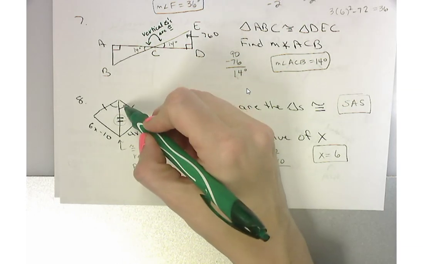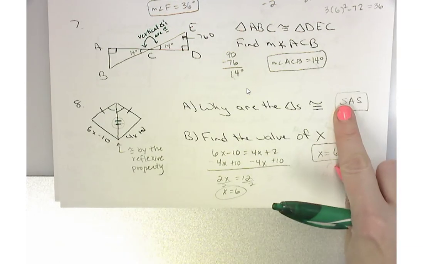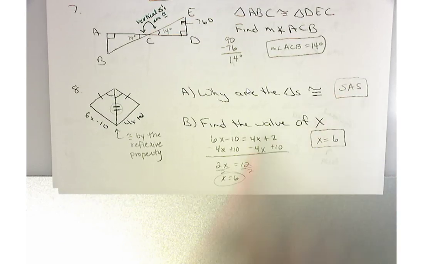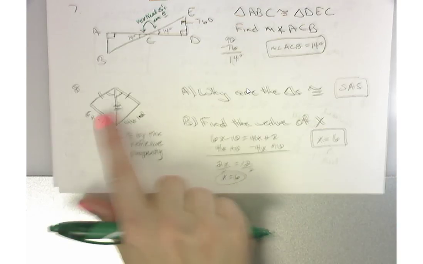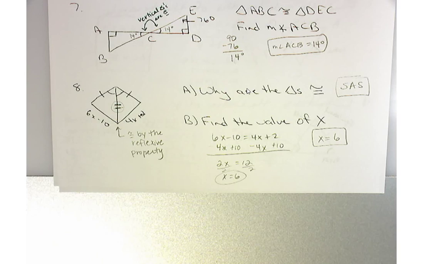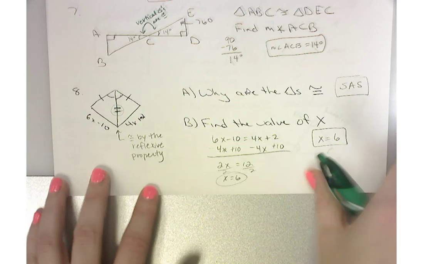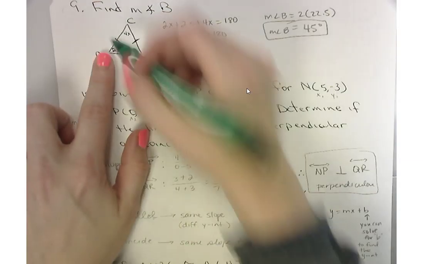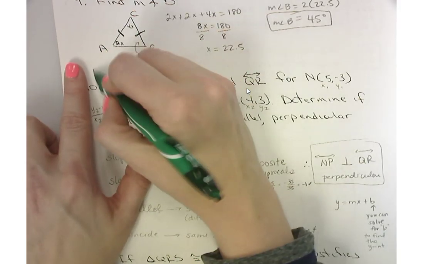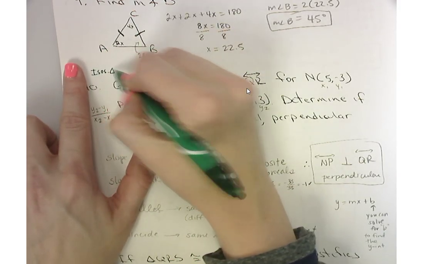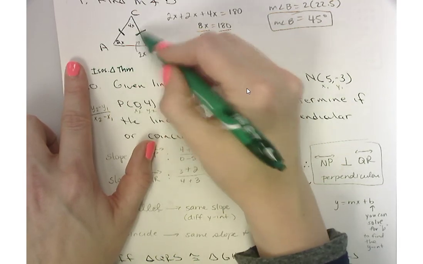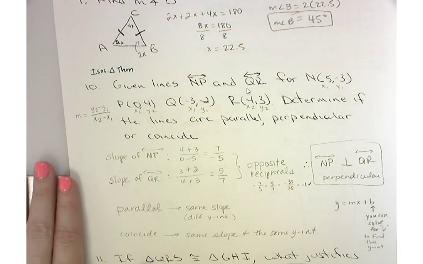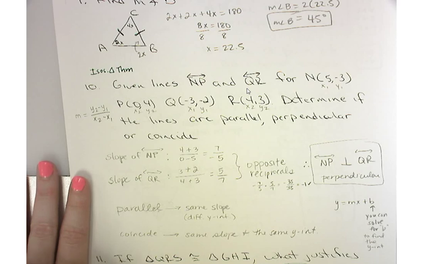Okay, for 9, find the measure of angle B. So because these two are marked the same, we can use the isosceles triangle theorem, which tells us that the angles across from the congruent sides are equal. So this also has to be 2x. Then we know that all of the angles added together are 180. So I have 8x equals 180. Divide by 8 to find my value for x. Plug it back in. So if it's 2 times x, 2 times 22.5 is 45.